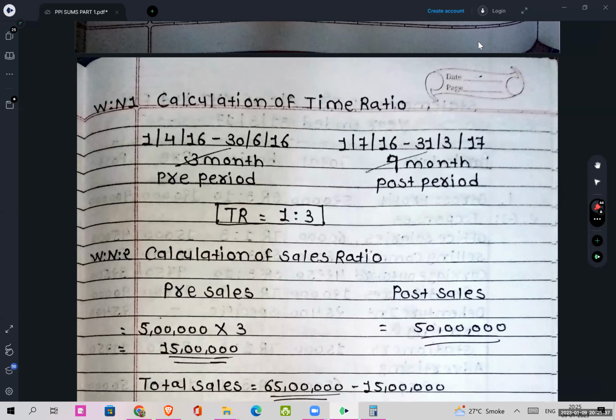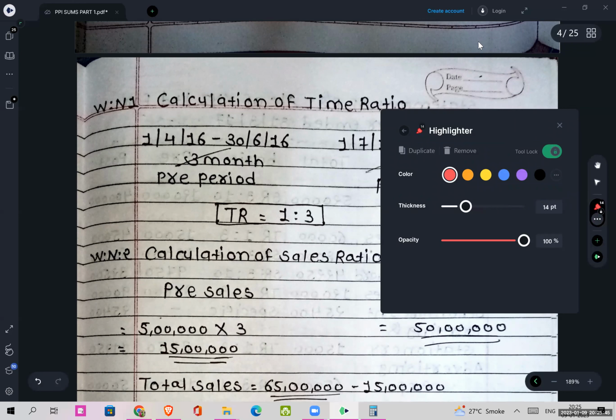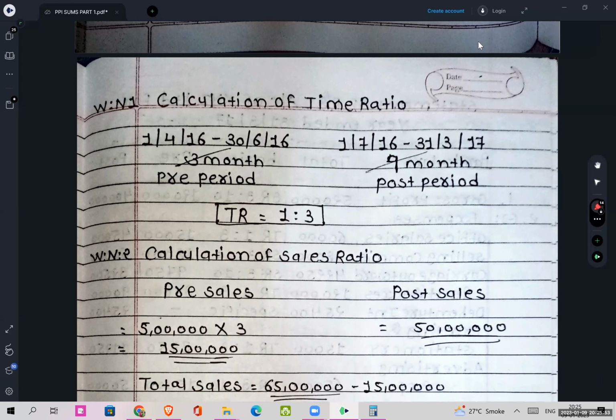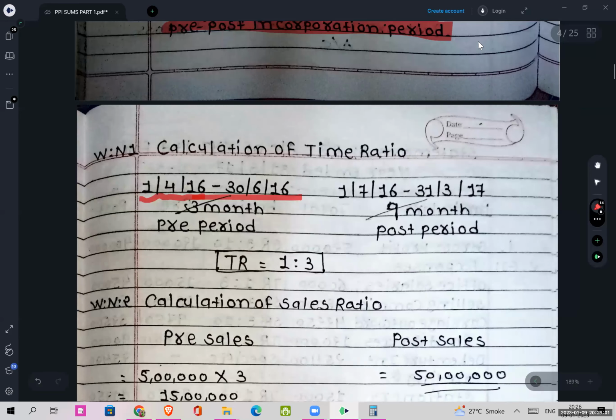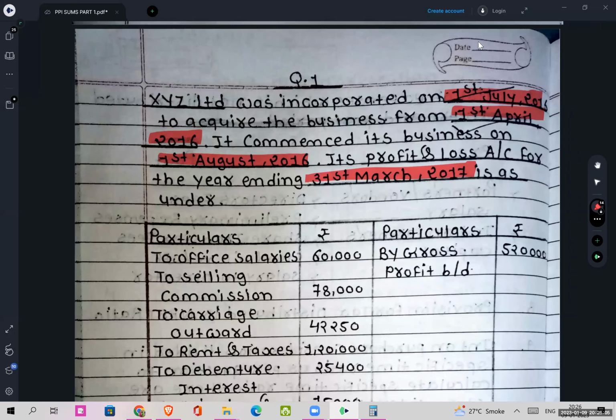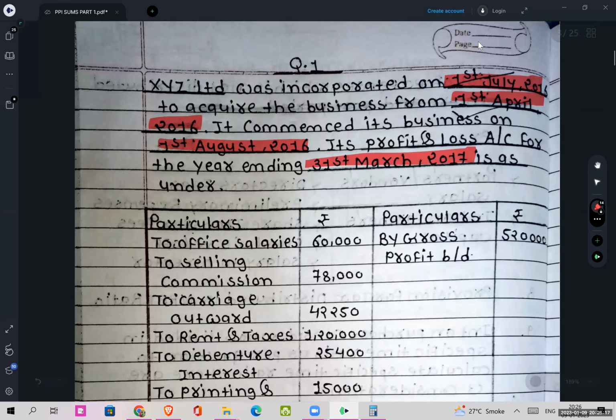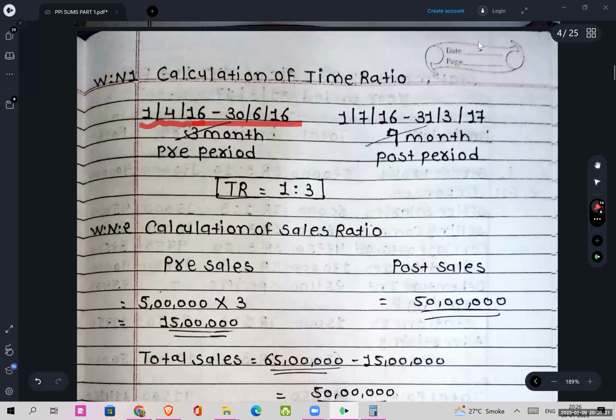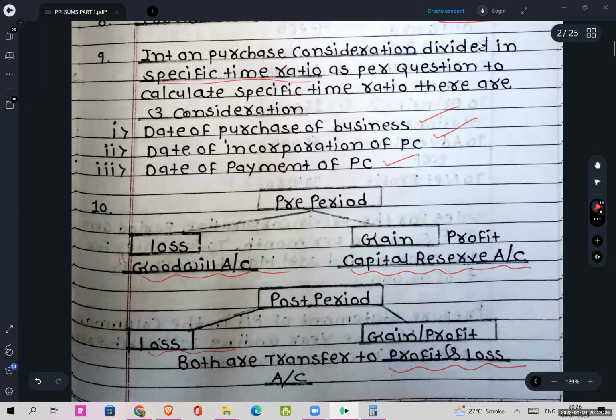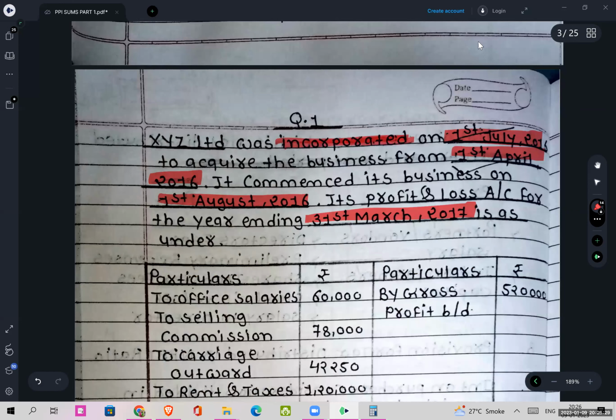Now I need to know my pre period sales. My pre period, where will it start? From 1st April 2016 to 30th June. And the post period, because the incorporation date is what? The business commenced on 1st August 2016, that is commencement, but the incorporation date is 1st July. This is my incorporation date, 1st July.